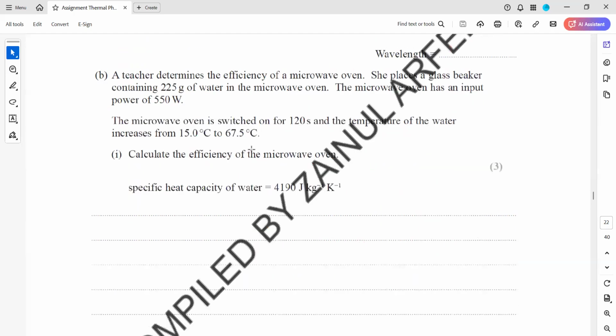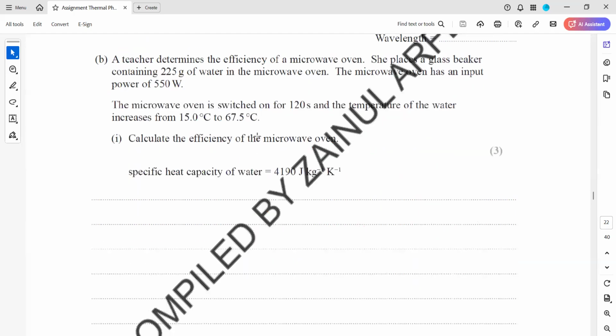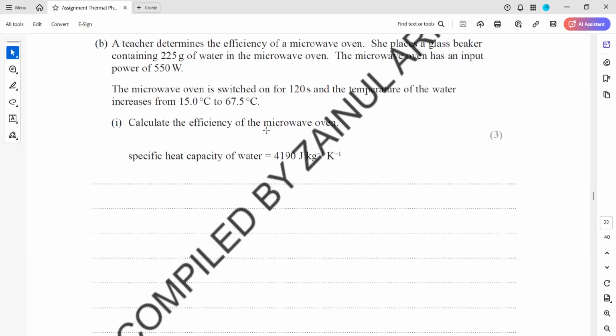The next is: the teacher determines the efficiency of a microwave oven. She places a glass beaker which contains 225 grams of water in a microwave oven and the input is 550 watts. The microwave oven is switched on for 120 seconds and it causes an increase in temperature. The specific heat capacity is given. So we need the efficiency of the microwave.